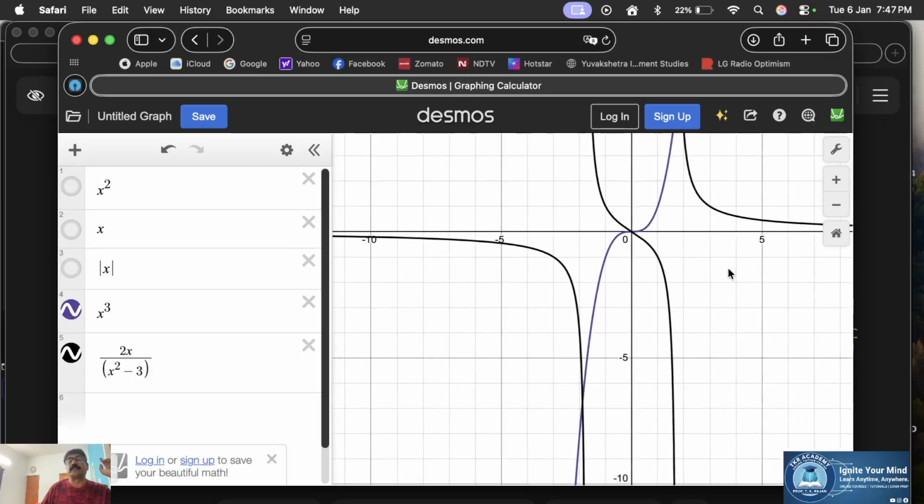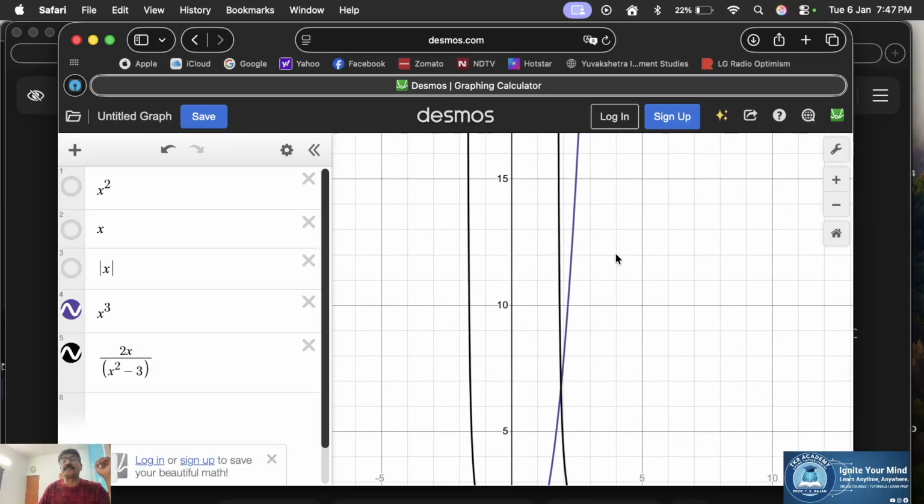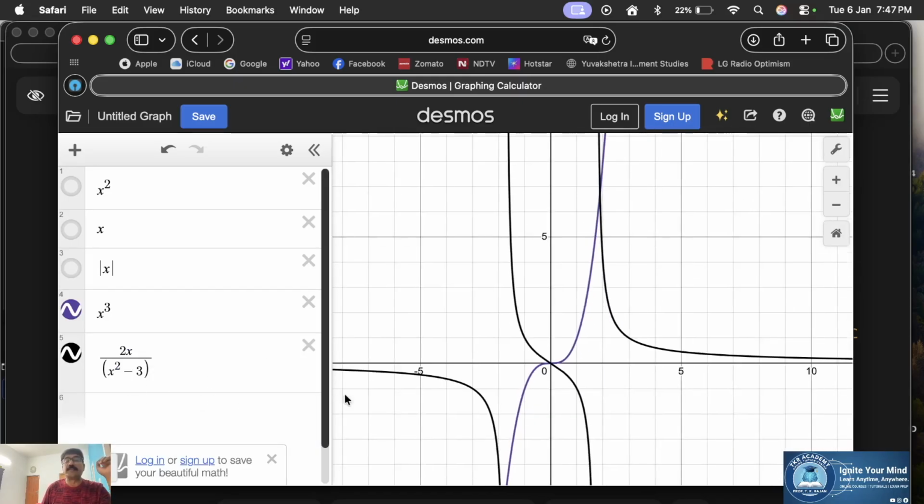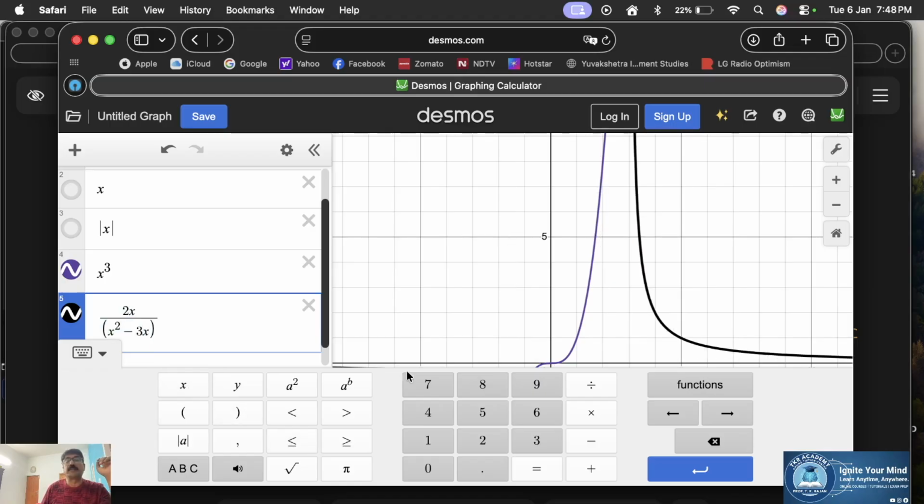See here, this is the graph. There are some points you can see where it becomes infinity. That means when x is equal to root 3 here, it goes to infinity, and x equal to minus root 3 here. This function, actually it should be x. There should be an x here that we have taken earlier. There is an x here. So the graph is like this.